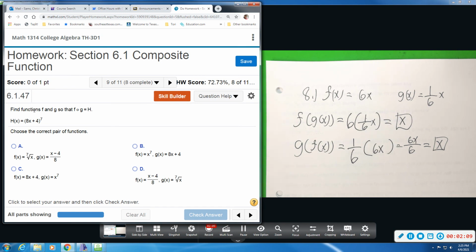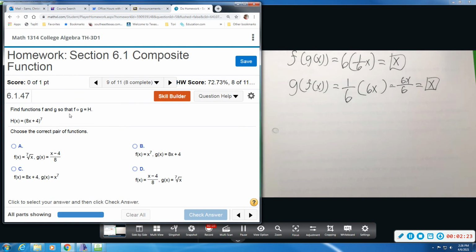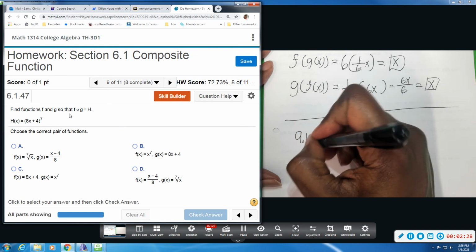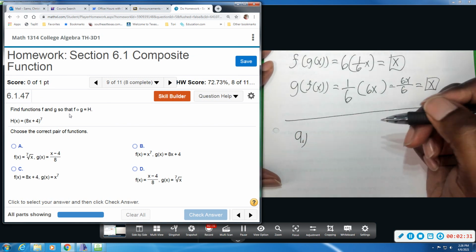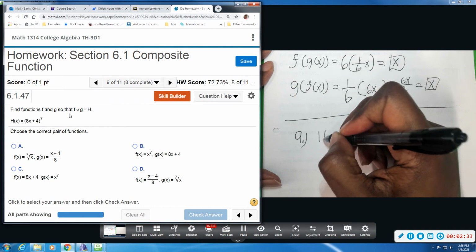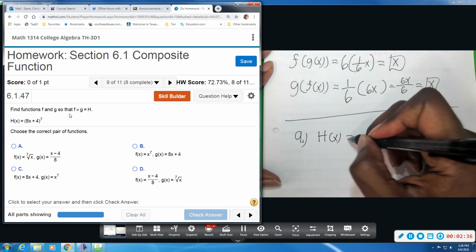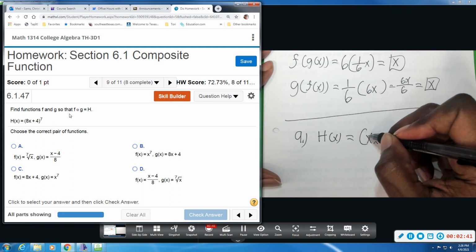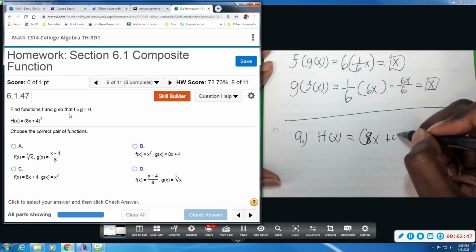Now number 9, we want to find functions f and g so that f composed of g equals h. So this is kind of working backwards, finding decomposition of functions, or finding what functions we use to start out with. And so this is the method that I use. This is one way that will definitely give you a simple method. So h, big H of x, is equal to 8x plus 4 to the 7th.